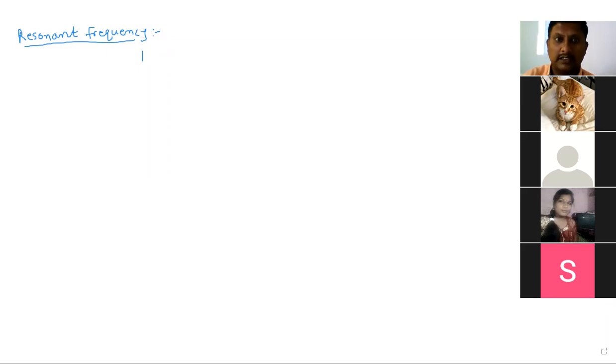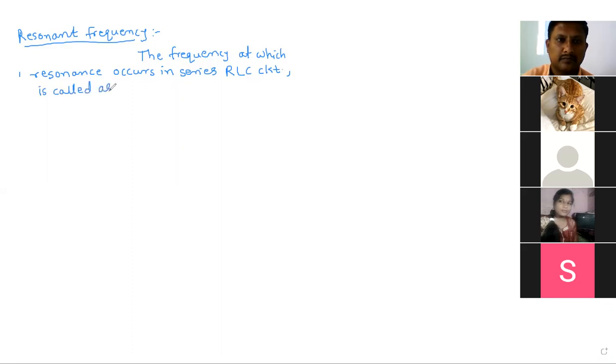So that is the simple definition of resonant frequency. We can define it: the frequency at which resonance occurs in a series RLC circuit is called the resonant frequency.